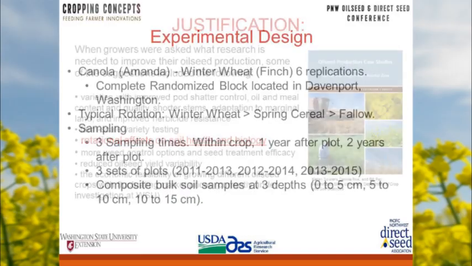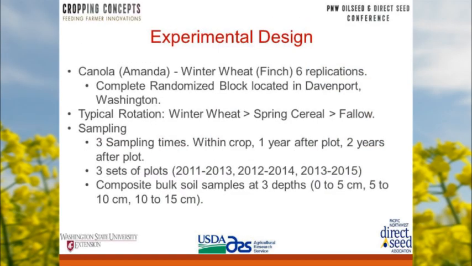Our experimental data is generated from plots that are in Davenport. They're on Hal Johnson's land. It's a complete randomized block with 6 reps of winter wheat, Finch variety, and 6 reps of canola. The typical rotation for Hal Johnson is winter wheat, spring cereal, and then a fallow. And the setup for our sampling is that we sample in the spring after the winter wheat and the winter canola have had a chance to establish.